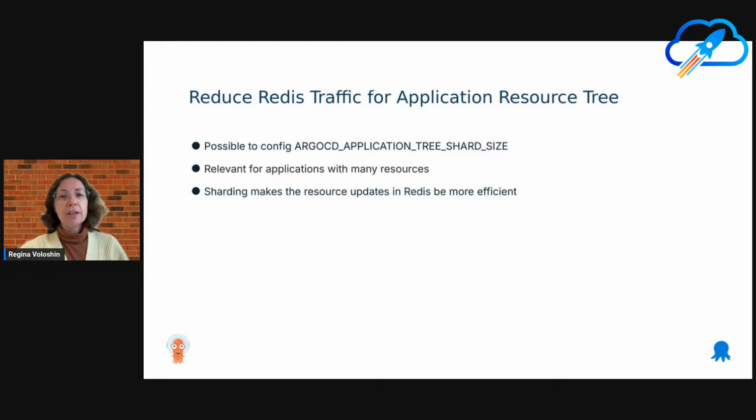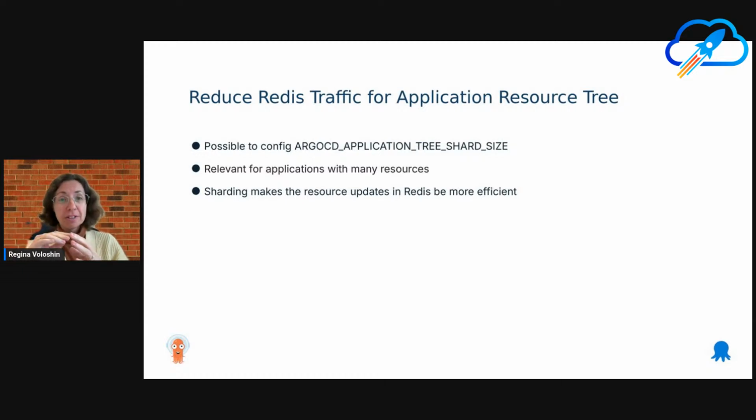Reduce Redis traffic for application resource tree. Argo CD's application resource tree, or in other words, the resources that application is managing, are persisted in Redis. And until now, they were persisted under a single key in Redis. And this means that if we have a big application that manages a lot of resources, then upon each change in an application resource, this whole big value in Redis would be changed. And so the more resources there are, the bigger this traffic to Redis was.